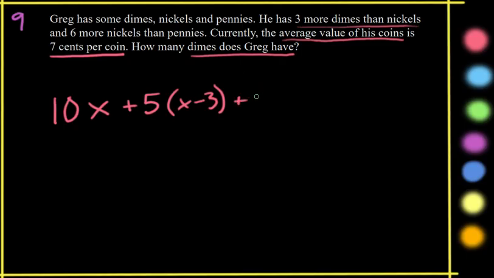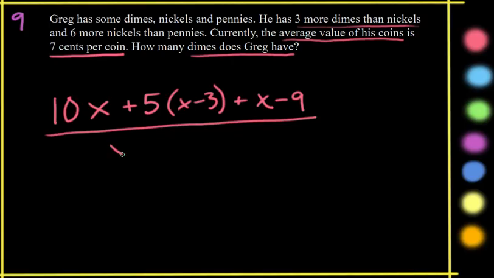And then I have to add the number of pennies. I just have to add 1 for each penny, so that number of pennies is going to be X minus, let's see, 6 more nickels than pennies. So that'll be X minus 9, right? Because the number of nickels was X minus 3, and so 6 less than that will be X minus 9. So this is the total value of all the money he has. In order to get the average value, I have to divide by the number of coins he has.